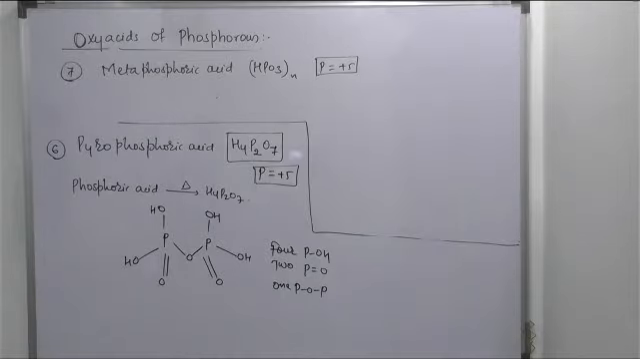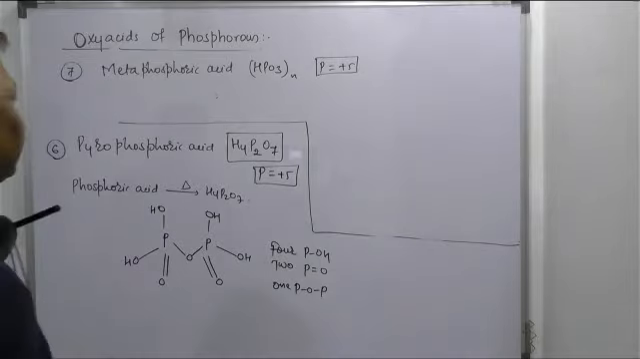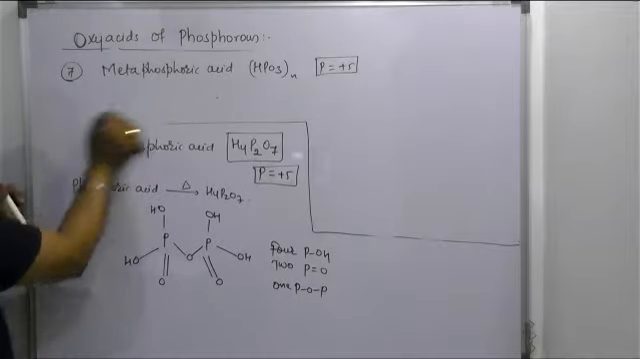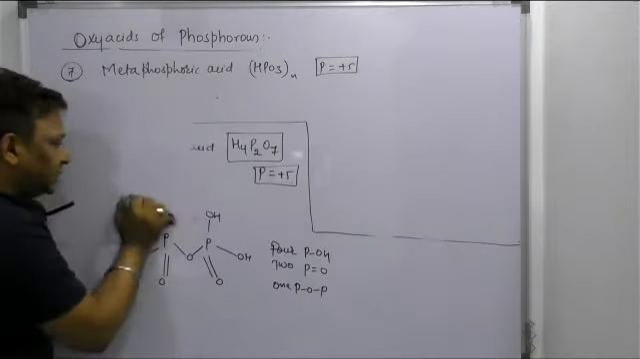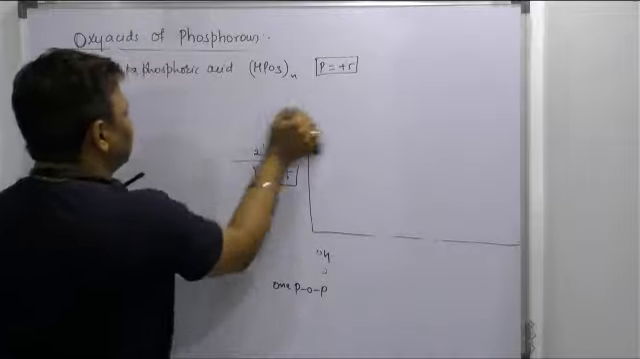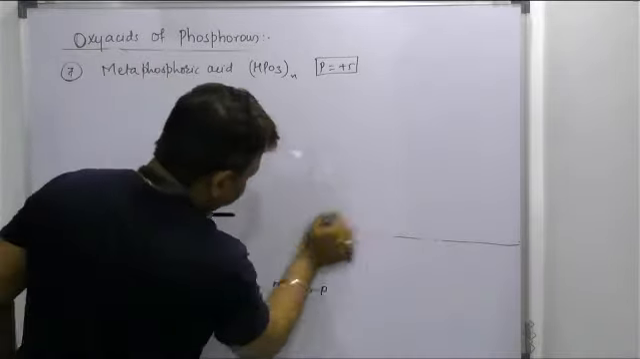But now metaphosphoric acid is the last one left here. I'll tell you that metaphosphoric acid means HPO3 taken n times, with phosphorus at +5. So we'll see the method of preparation and the structure, because with n times it is obviously a polymeric form, right?